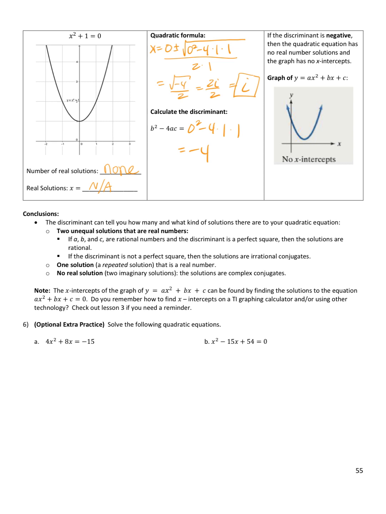In conclusion, the discriminant can tell you how many and what kind of solutions there are to your quadratic equation. Two unequal solutions that are real numbers. If a, b, and c are rational numbers and the discriminant is a perfect square, then the solutions are rational. And if the discriminant is not a perfect square, then the solutions are irrational. So these are two subcases of when you have two real solutions. They could be rational, they could be irrational. You might have just one solution that is a real number, or you could have no real solutions.